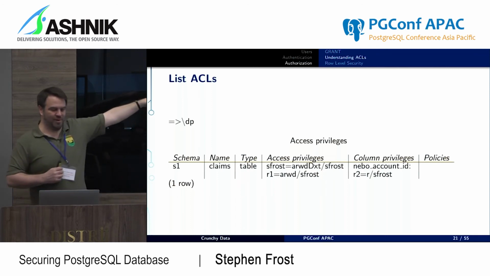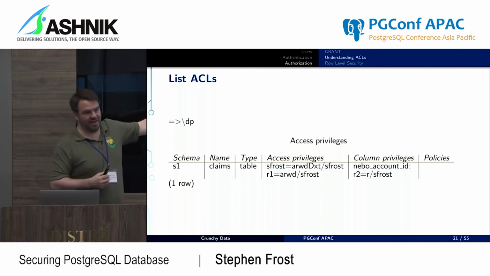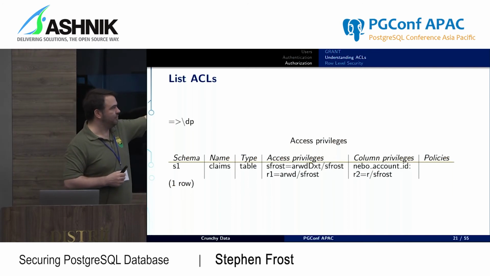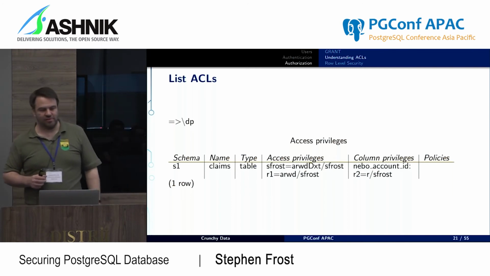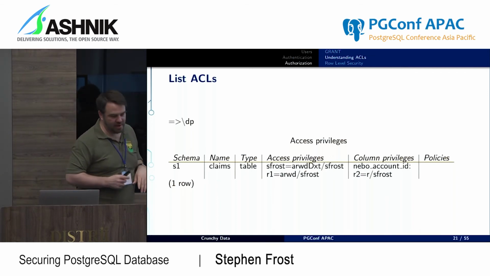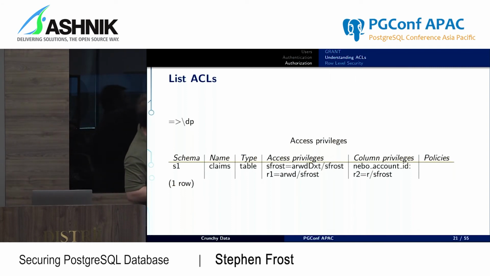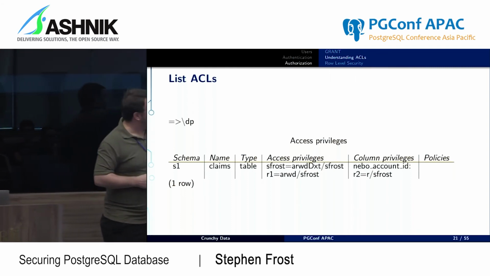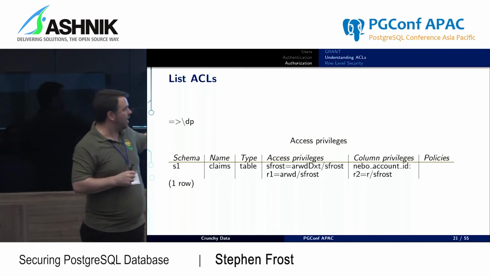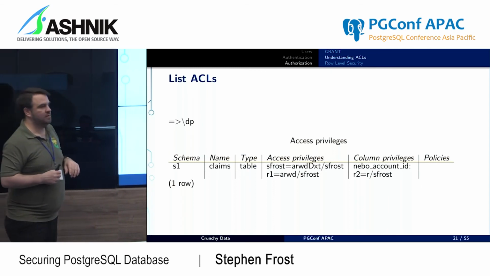This is what it looks like when you do \dp in psql. It's also what it looks like if you query the database on one of the columns associated with access privileges in the catalog. You're going to get this weird gobbledygook, right? What this means is that sfrost here, for example, has all of those privileges. Privileges are represented by a character at a time, and that privilege was granted by the sfrost user, right?